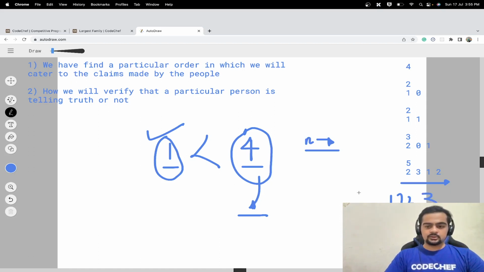Okay, so suppose if the array given to us is 2 3 1 2, we will cater to the requests in this order, that is 1 2 2 and 3. Okay, now second point is how we will verify that a particular person is telling the truth or not. So if a particular person is claiming he is a parent of X children, okay, so let's suppose we draw a family tree as well.